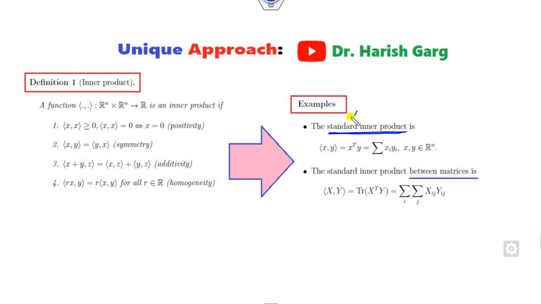If it is a standard inner product, then it's nothing but the dot product of the elements of x with y. If you are working on matrices, then the standard inner product is the trace of x transpose y, or you can see it as a simple double summation of the element-wise multiplication.